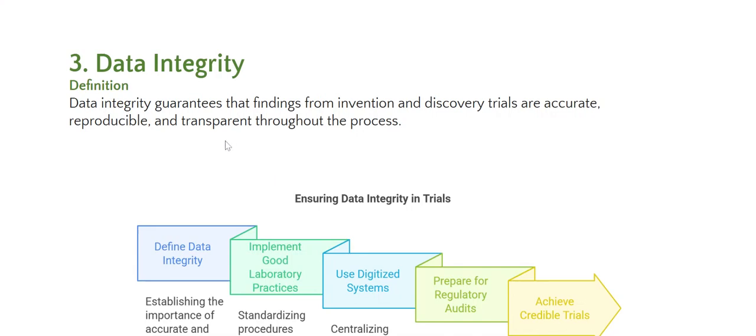Data integrity. The definition here: data integrity guarantees that findings from invention and discovery trials are accurate, reproducible, and transparent throughout the process. And here's a summarized diagram on ensuring data integrity in trials. We have, from left to right: implement good laboratory practices, use digitalized systems, prepare for regulatory audits, and achieve credible trials.